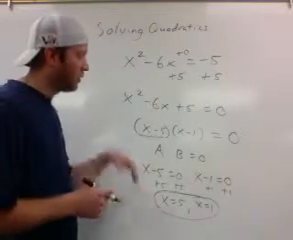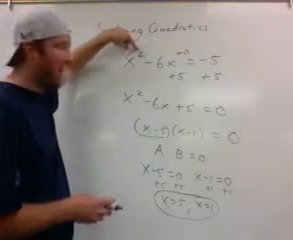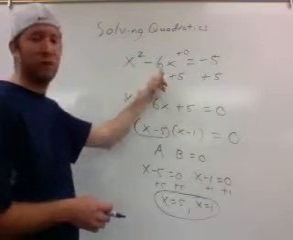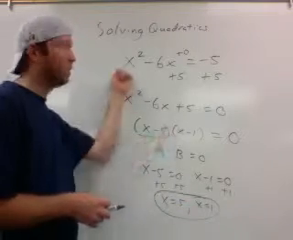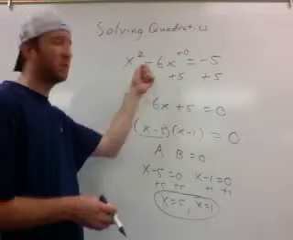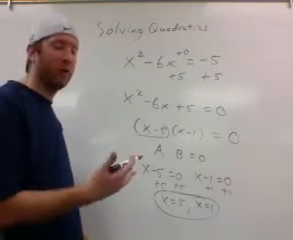Okay? So that means if I plug them back in, they should work. 5 squared is 25 minus 6 times 5 is 30. So 25 minus 30 is negative 5. Check. Try 1. 1 squared is 1. Minus 6 times 1 is negative 6. So I got 1 minus the 6 equals negative 5. So again, both of them check.